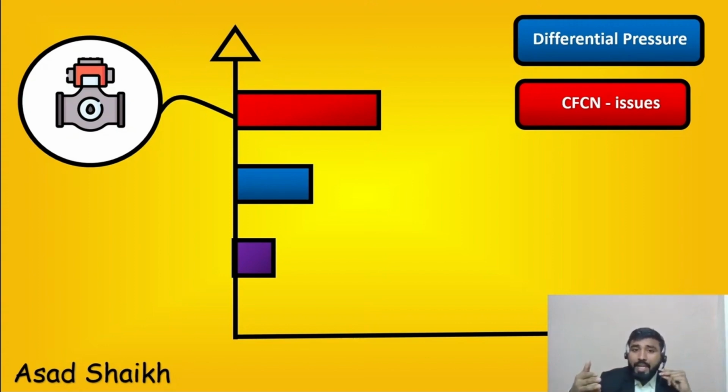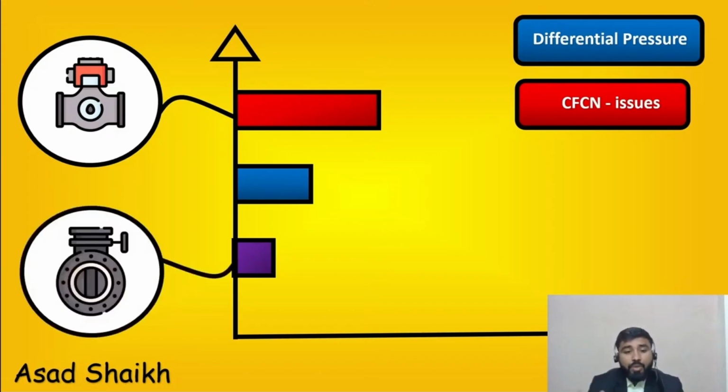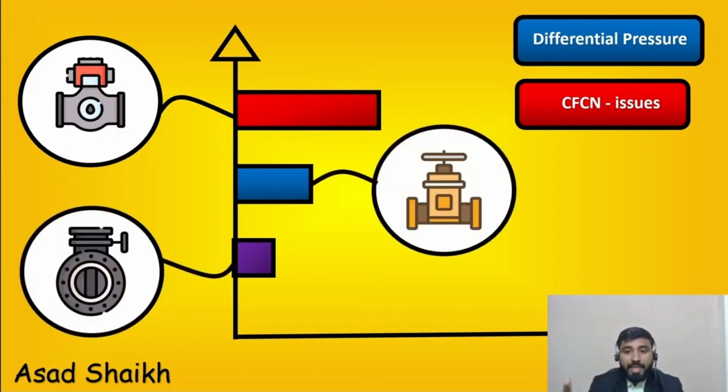So for that case, I would definitely suggest that you go for globe valves as long as it is possible. And then in the middle you have segmented ball or plug valves, to be used in case you can cater to those applications.